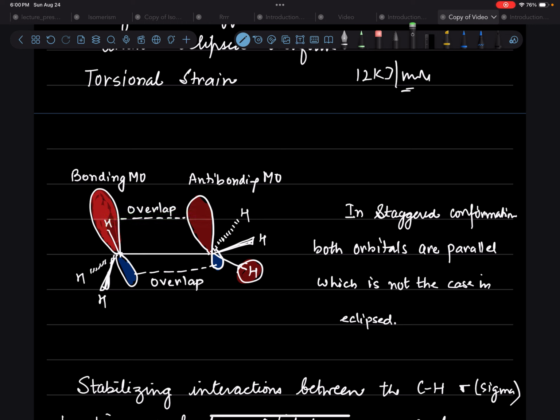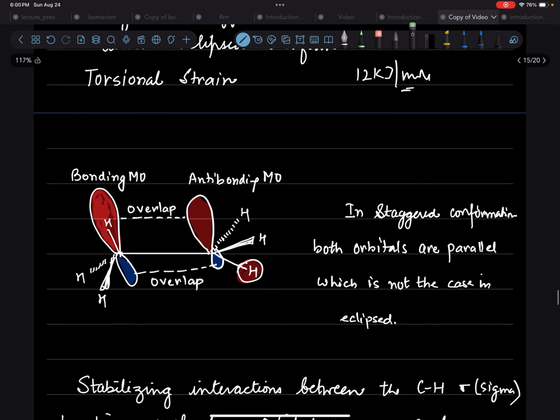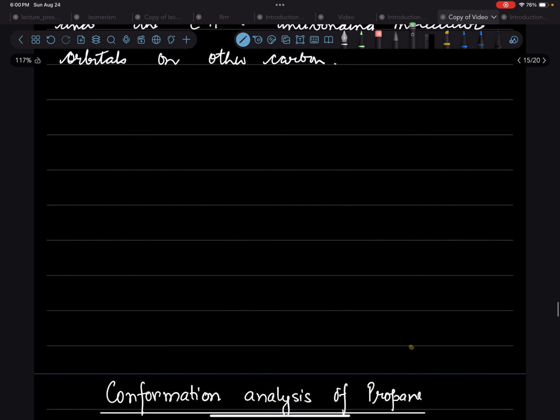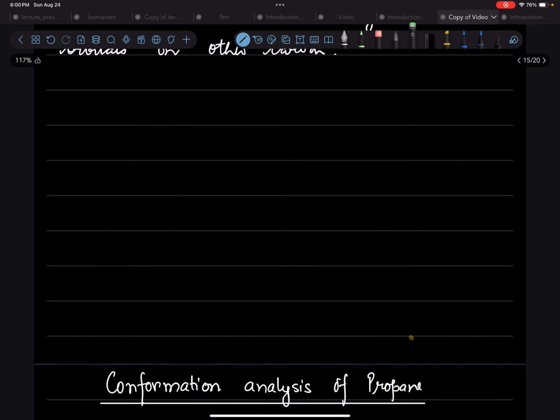While in the eclipsed conformation, they are not planar like that. So no overlap is possible, or very little overlap is possible, so the energy of the system does not decrease to that extent. So stabilizing interactions between the carbon-hydrogen sigma molecular orbital and the carbon-hydrogen sigma star antibonding molecular orbital are responsible for the greater stability of the staggered conformation. This finishes the conformational analysis of ethane.